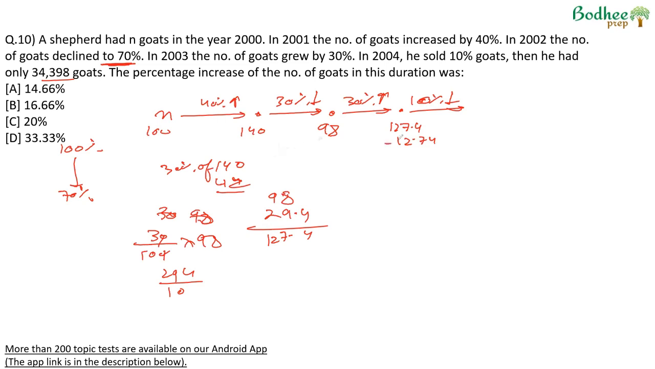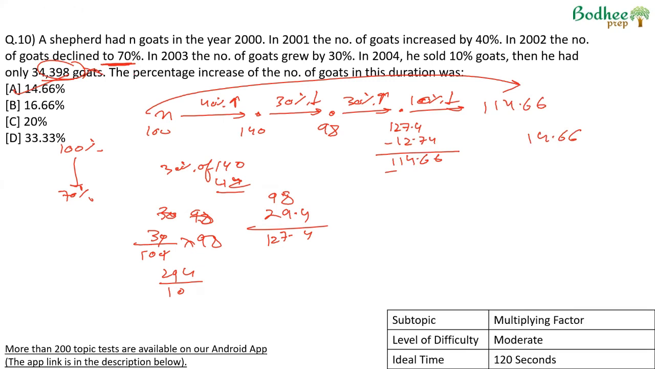If we subtract that from the base, we'll get 127.4 minus 12.74, which is 114.66. And therefore, finally, the number of goats is 114.66. From 100, the overall difference is 14.66, and therefore a 14.66 percent increase. The number of goats is not to be used in the question because it has not been asked. Overall, I'd say maybe a moderate level of question depending on which method you use.